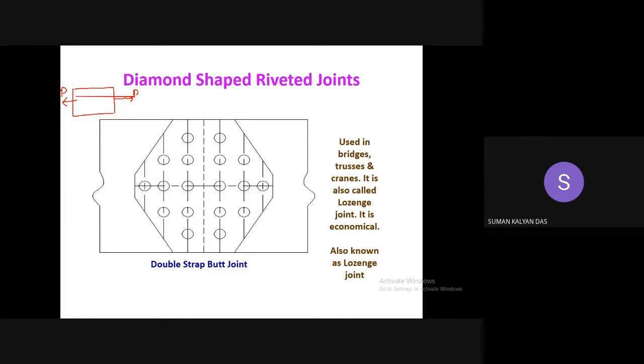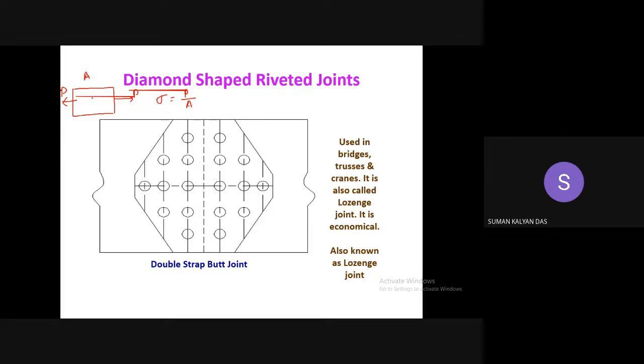So both sides are pulled by load P, so it is in tension. The plate is in a tensile loading configuration, and the area of cross section is suppose A. So what is the stress developed in the plate? If I talk about the stress, it is simply P by A, right?